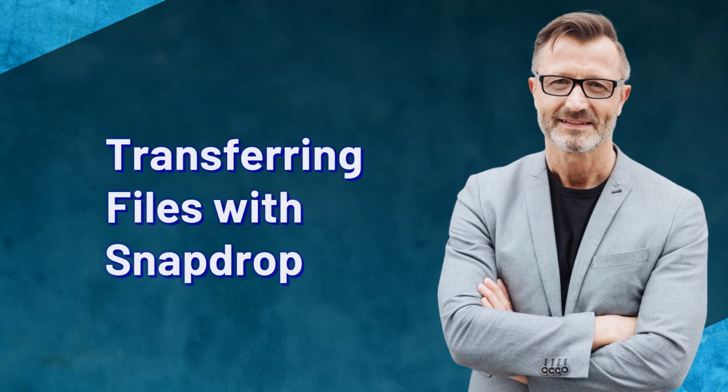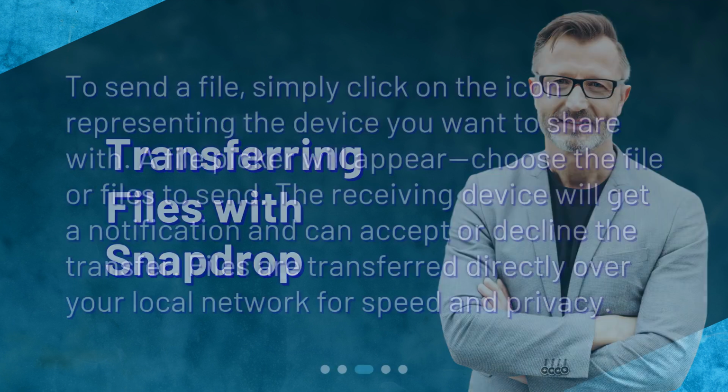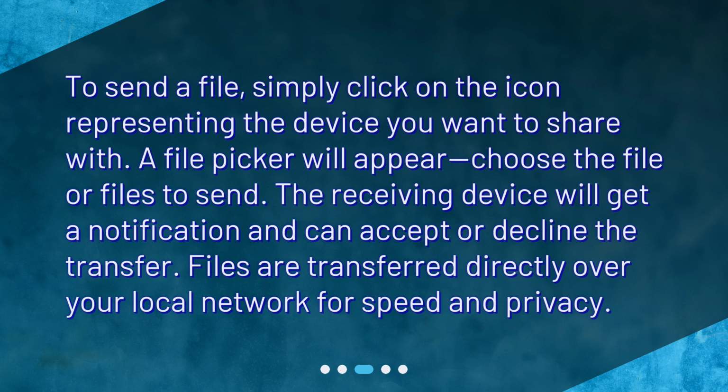Transferring files with Snapdrop. To send a file, simply click on the icon representing the device you want to share with. A file picker will appear. Choose the file or files to send. The receiving device will get a notification and can accept or decline the transfer. Files are transferred directly over your local network for speed and privacy.